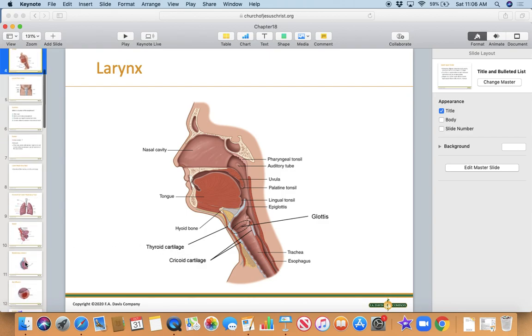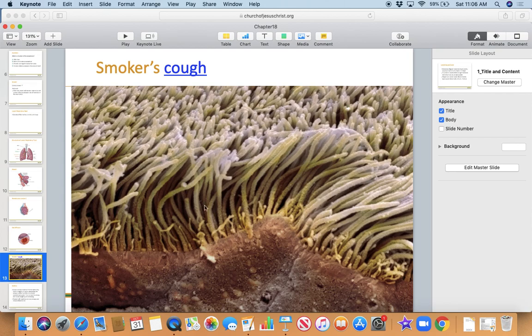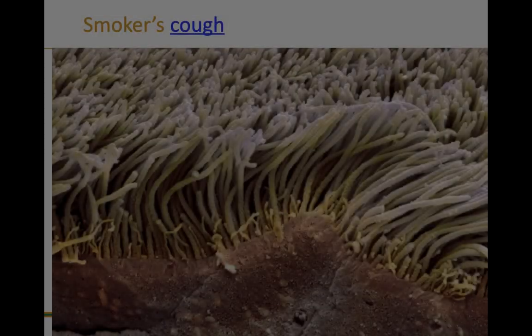And so if you smoke, it basically paralyzes these cilia, so they can't move, and they can't move that stuff out of your lungs, so then you have to try to cough it out of your lungs. So don't smoke. Alright, next thing is asthma.